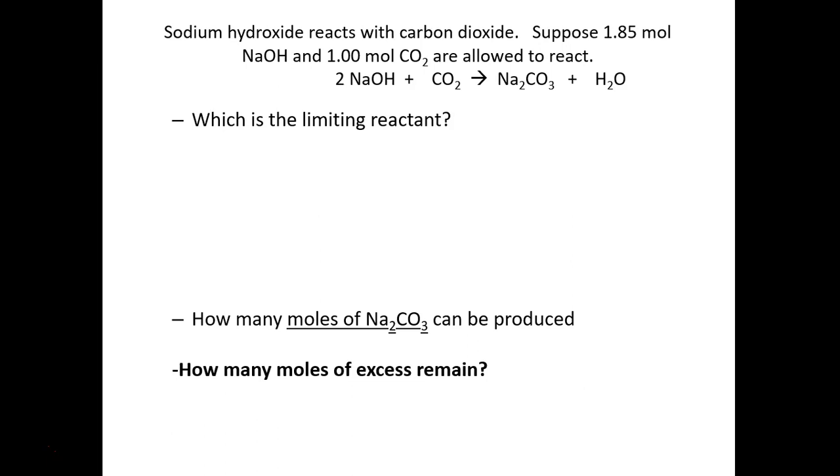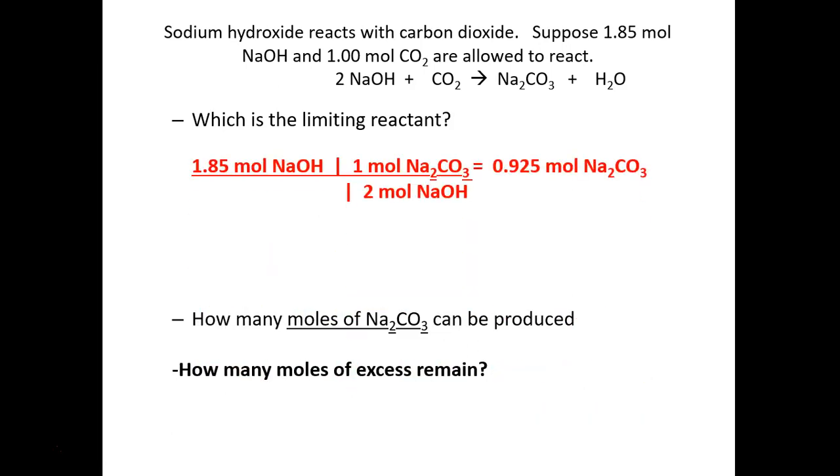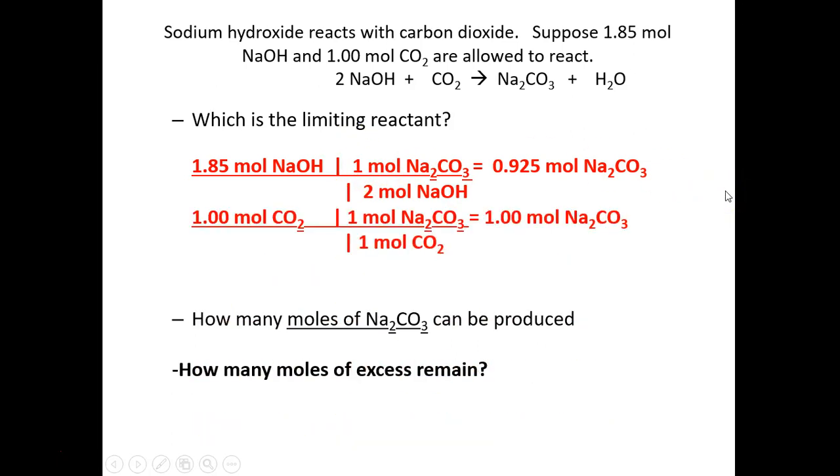So a way to avoid this error is to set up dimensional analysis problems. To figure out the limiting reactant, we can convert both reactants to one of the products. Now, there's 2 products in this equation, so it's hard to know which one you should convert to. But if you look at the second question, it says how many moles of sodium carbonate can be produced. So if we just convert to moles of sodium carbonate, we can save ourselves another step later. All right, so with 1.85 moles of sodium hydroxide, I can make 0.925 moles of sodium carbonate because the ratio is 2 moles of sodium hydroxide to 1 mole of sodium carbonate. But with my CO2, I can make 1 mole because the ratio is 1 to 1.